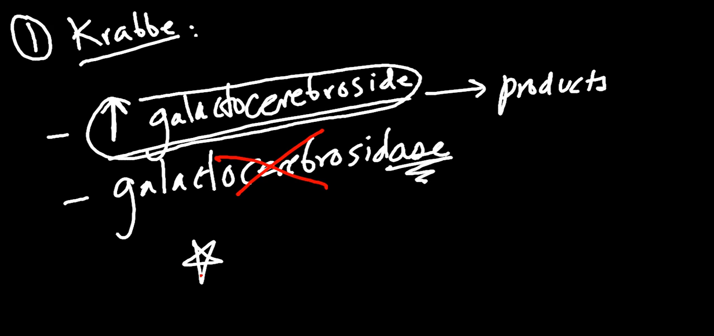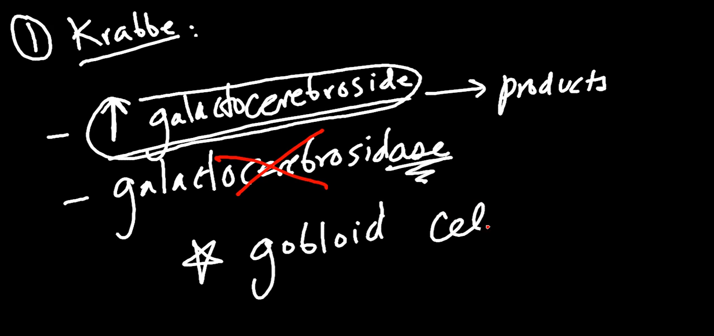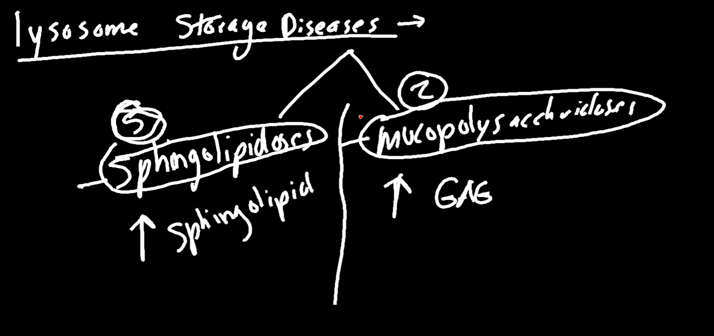One kind of buzzword that I do want to cover is going to be globoid cells. You're going to see cells that look globoid. So if you're ever on a test and you hear globoid cells, think Krabbe's disease, think galactocerebrosidase enzyme deficiency. So that's one of the 5. So now let's talk about a second disorder in that sphingolipidoses category. Because remember, up here we have the 2 different disorders. We've got the sphingolipidoses, mucopolysaccharidoses.